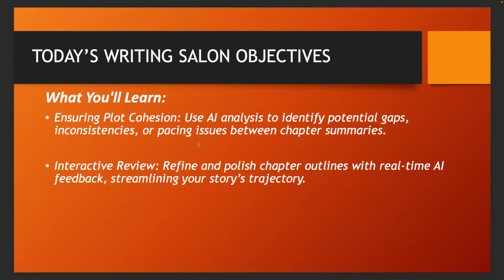Now, your interactive review: when you are done with your outline, you want to make sure that you're looking at every single summary. You want to make sure that chapter one flows into chapter two seamlessly. You don't want to leave anything on the table. You want to make sure that the end of chapter one will flow into two, the end of two will flow right into three. And by ensuring that, you are keeping a linear, cohesive timeline. So that's one of the things that we really want to talk about today.